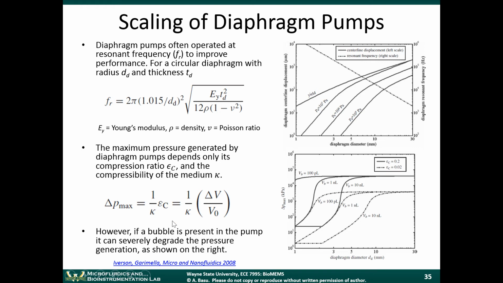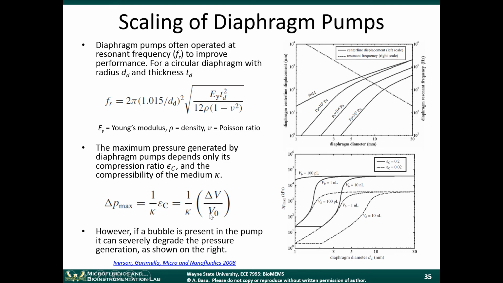Secondly, to get to Jeremy's question about back pressure, the maximum pressure generated by diaphragm pumps depends on its compression ratio and the compressibility of the medium. So this is the compressibility of the medium, like the liquid that you're working with. Gases have a certain compressibility associated with them. Liquids are incompressible. And EC is the compression ratio of the diaphragm pump. This depends on the pump design.